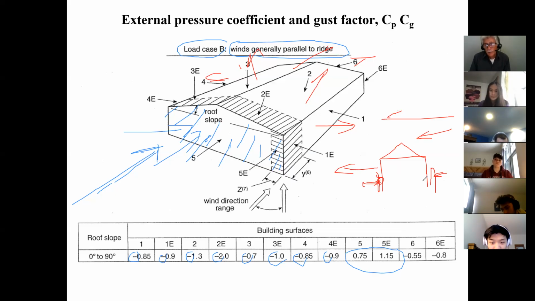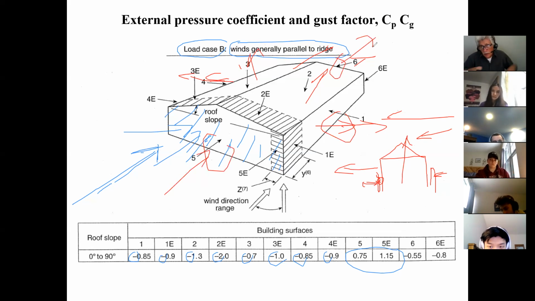It's amazing, okay? And then again, depending on if it's parallel, if you're standing here, you're going to be pulled away from the building. If you're standing here, you're going to be pushed towards the building. If you're standing here, you're going to be pulled away from the building. That's what you're going to feel the wind doing to you. It's going to either pull you away from the building or push you towards the building. And that's amazing.